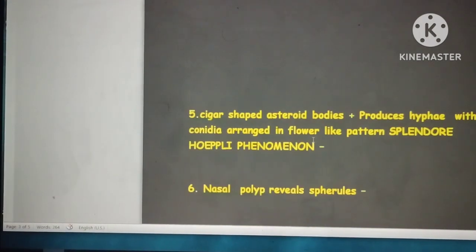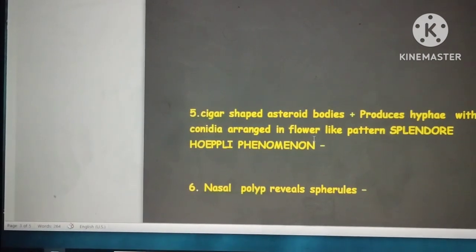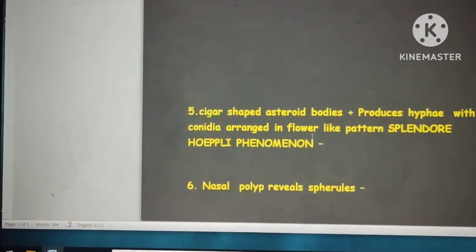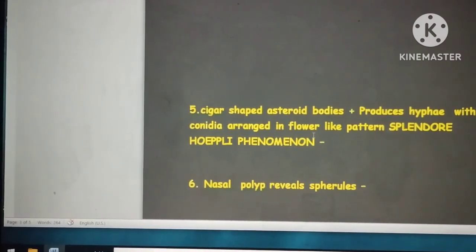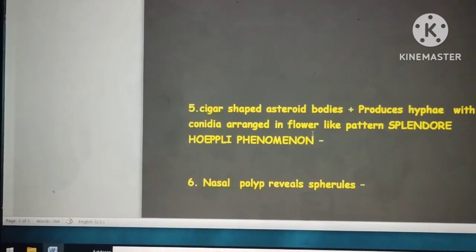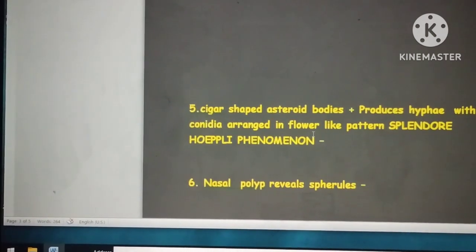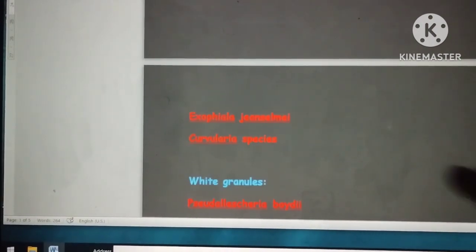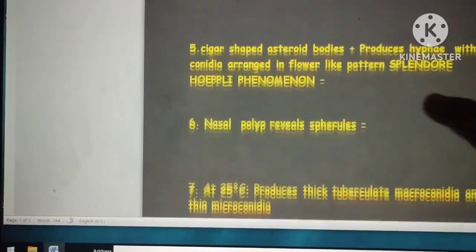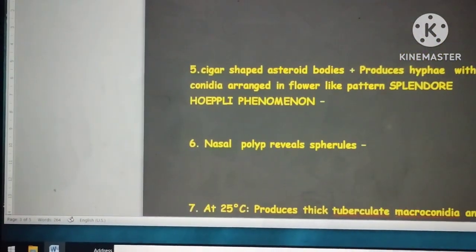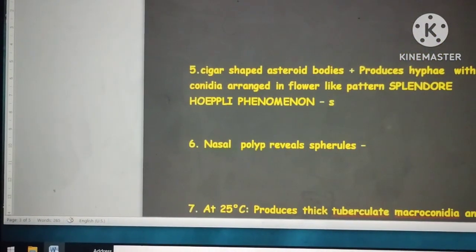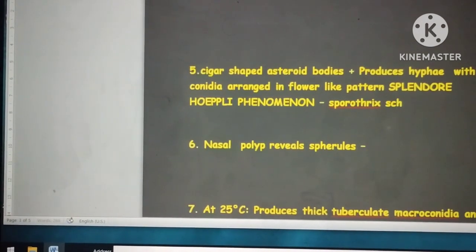so next question is cigar shaped asteroid bodies which produces hyphae with conidia arranged in a flower-like pattern, and there is a Splendore-Hoeppli phenomenon. So here the clear cut answer will be Sporothrix schenckii. So how may you diagnose? The first is the flower-like pattern. Okay, it is always arranged like a flower.